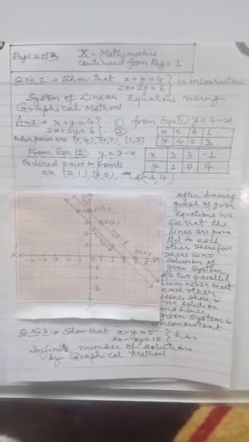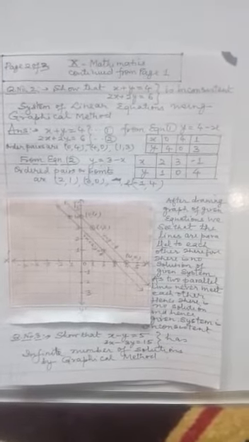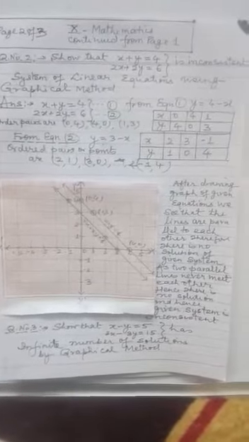For the example on the second possibility, you have to refer to my yesterday's lecture. x plus y equal to 4 and 2x plus 2y equal to 6 is inconsistent. Yesterday I explained that an inconsistent system is a system which has no solution. So this we have to explain with the help of a graph, using the graphical method. The system of equations is x plus y equal to 4 and 2x plus 2y equal to 6.